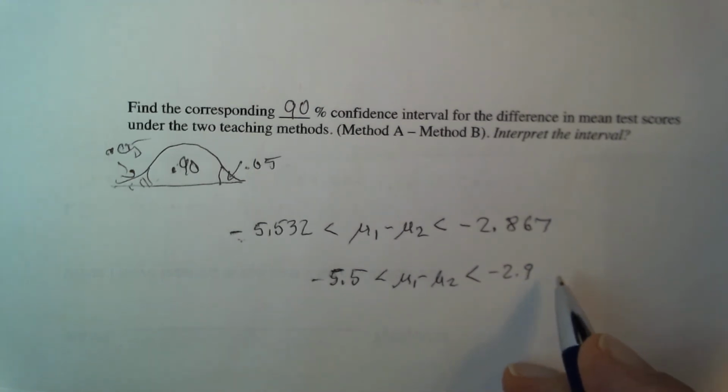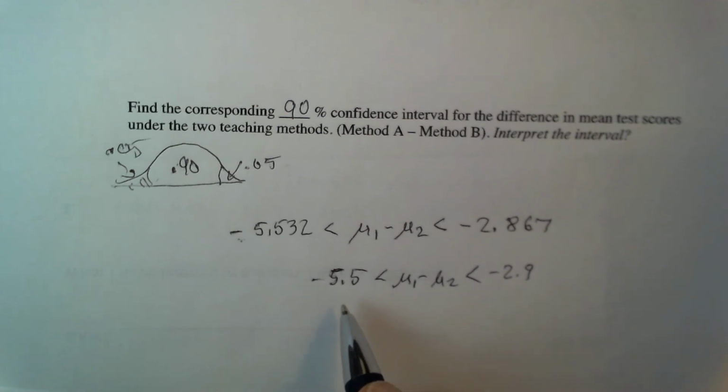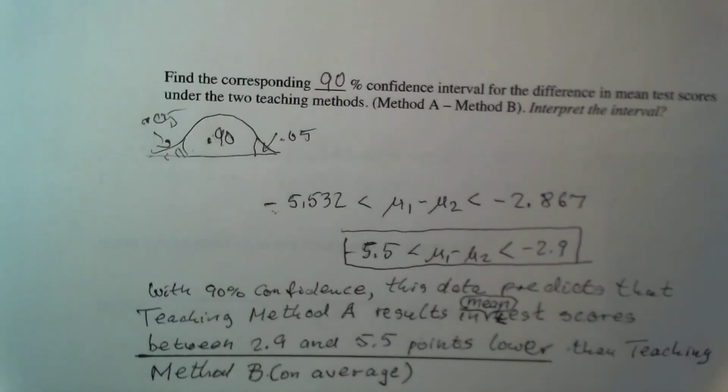And this would then be saying that with 90% confidence, this data predicts that teaching method A results in mean test scores between 2.9 points and 5.5 points lower than teaching method B on average. So let me write that down for you. So again, looking at the confidence interval, we can say with 90% confidence, this data predicts that teaching method A results in mean test scores between 2.9 and 5.5 points lower than teaching method B on average.